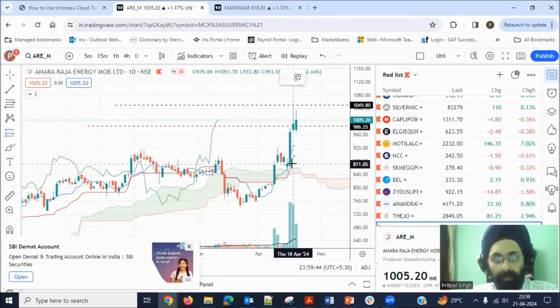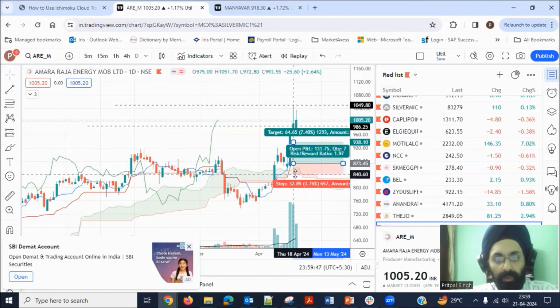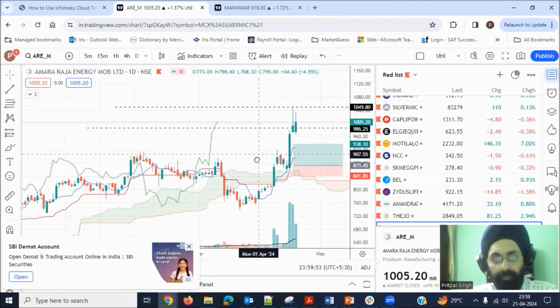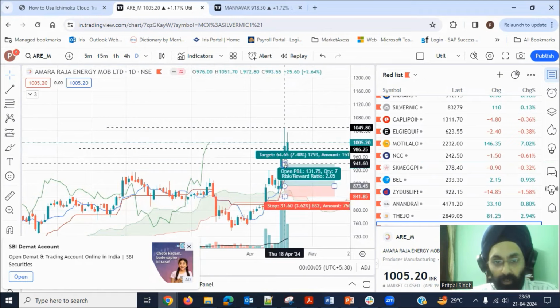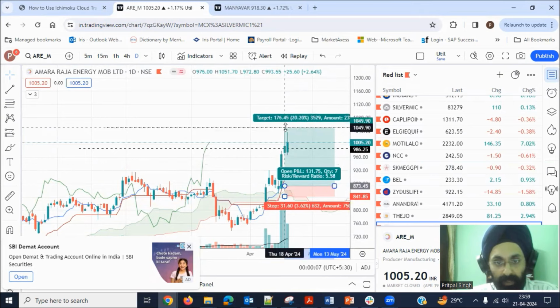So if I place the stop loss to show the risk reward, somewhere here I will place the stop loss, and these were my targets. This was the first target, and this was the second target, and price exactly touched my target, and then it fell a bit. So if we see the risk reward, it was 1 is to 5.58, which is a really good risk reward ratio. The risk was only 3.62% stop loss, and the target was 20.2%.